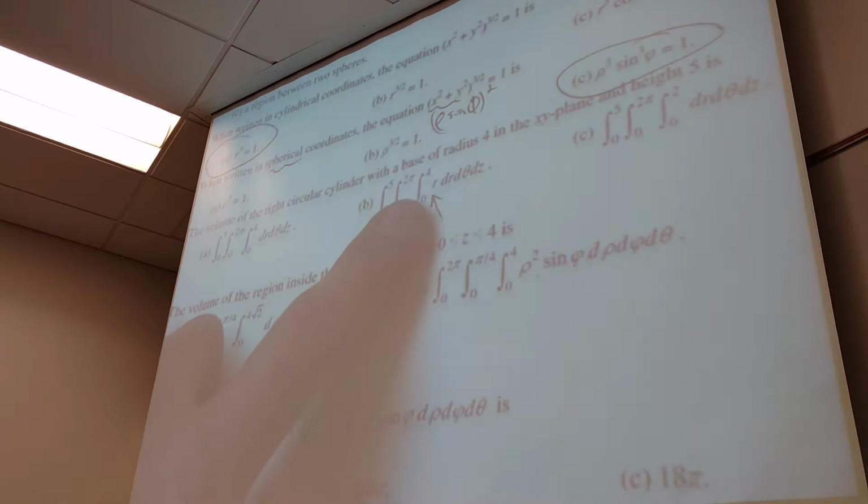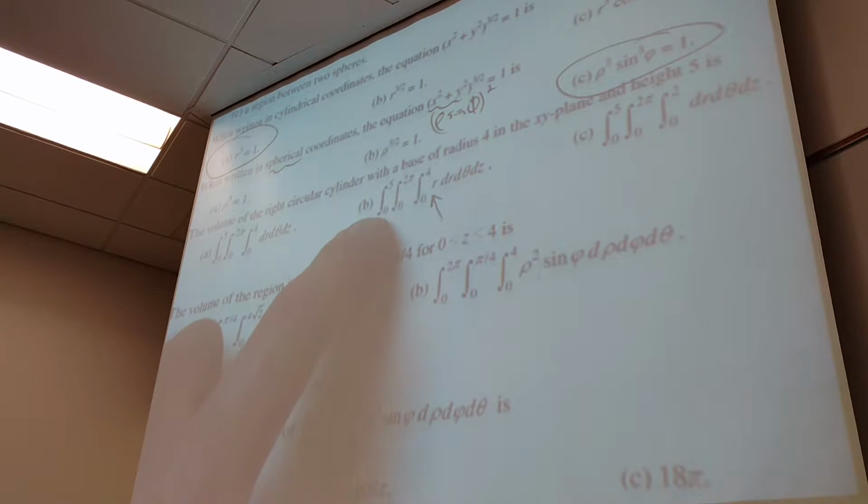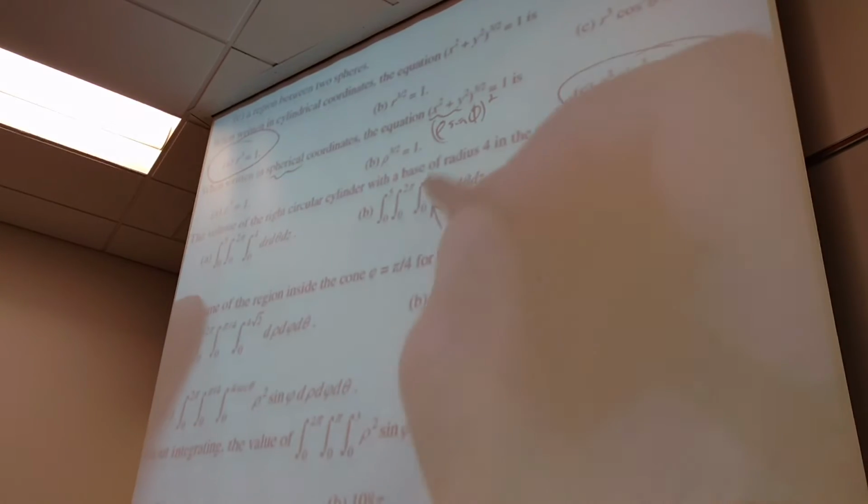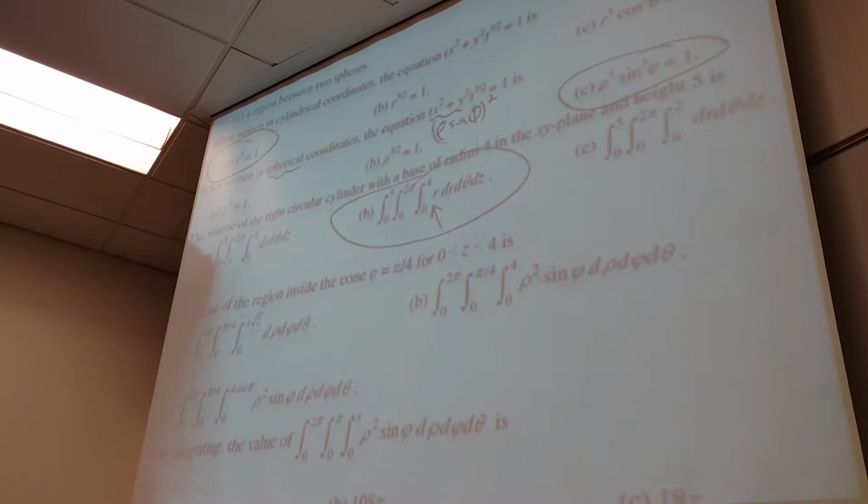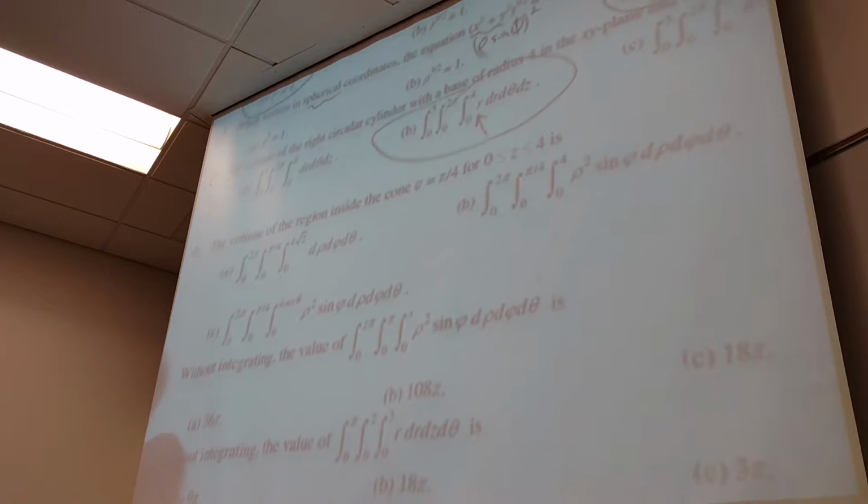And does it do everything else? R goes from 0 to 4. It's got to go all the way around so you get the whole cylinder. And Z goes from 0 to a height of 5. So that one does everything it's supposed to do. So that was a little too easy. It's the only one that could be it because it's the only one that's got the right DV. Alright, that was silly.